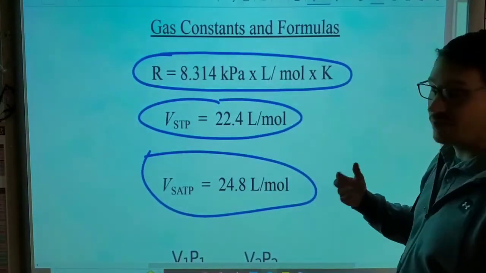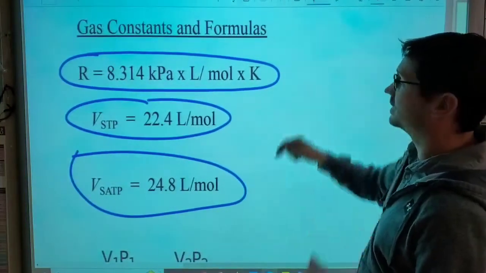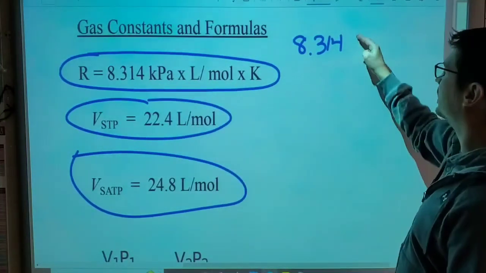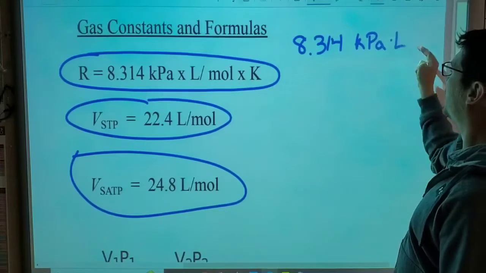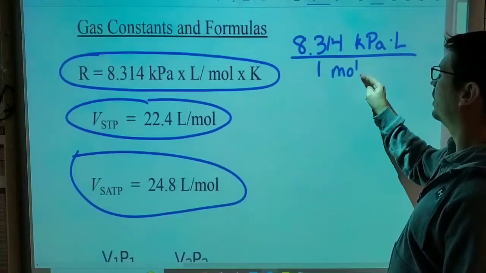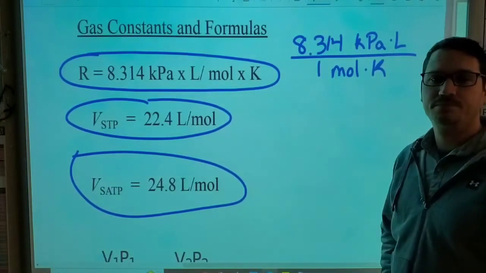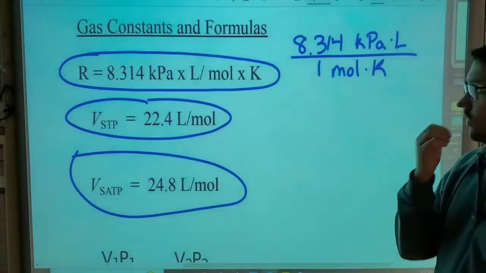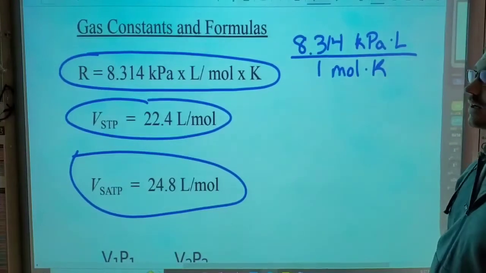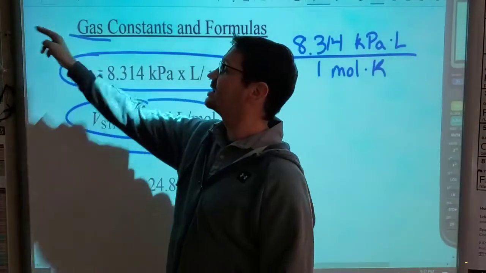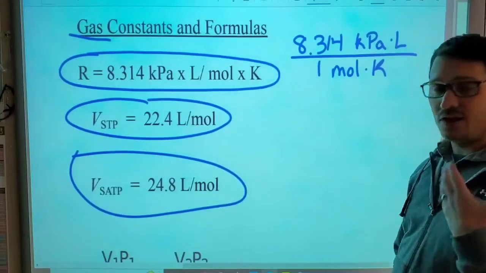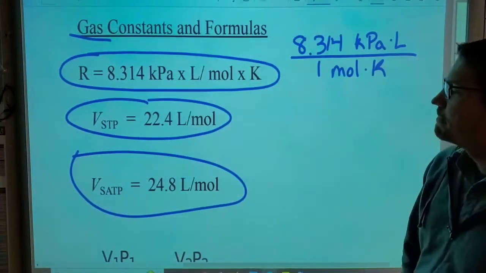So the way I like to write it, and I think the way most chemistry teachers like to write it, is 8.314 kilopascal liters over mole Kelvin. So 1 mole Kelvin. So that's really helpful for us. This is helpful because we get to convert between a bunch of different units in here. Now this is only for gases. We can only use these values if we're talking about gases instead of solutions or solids or anything like that.